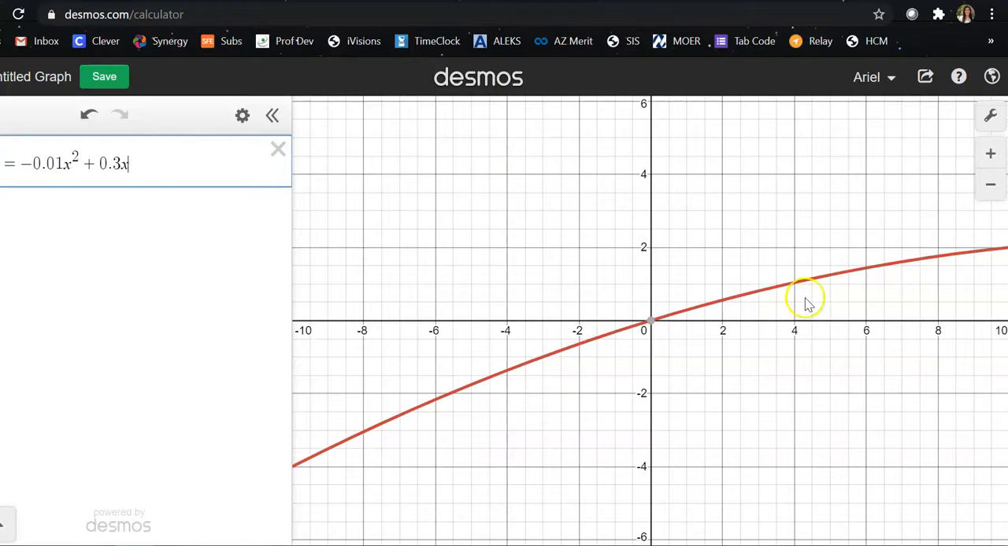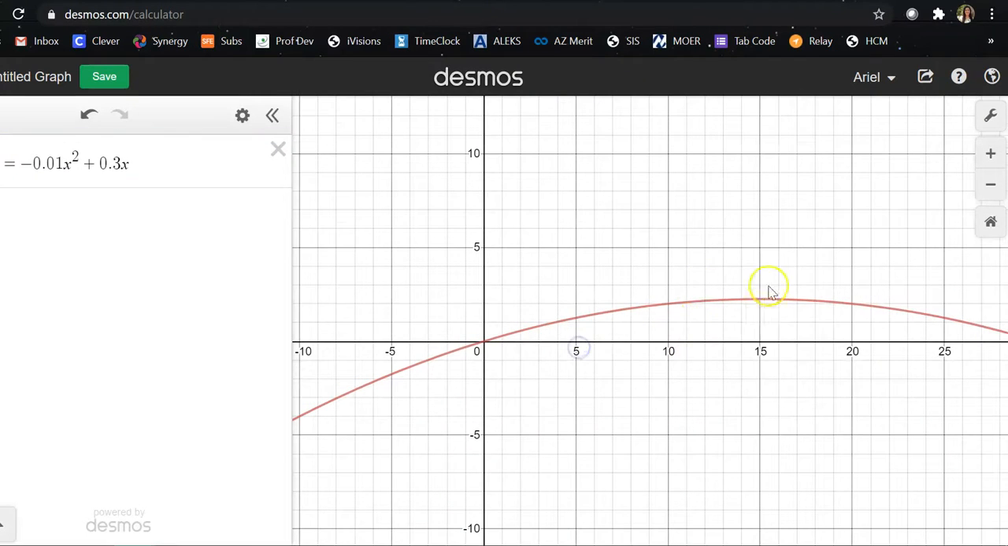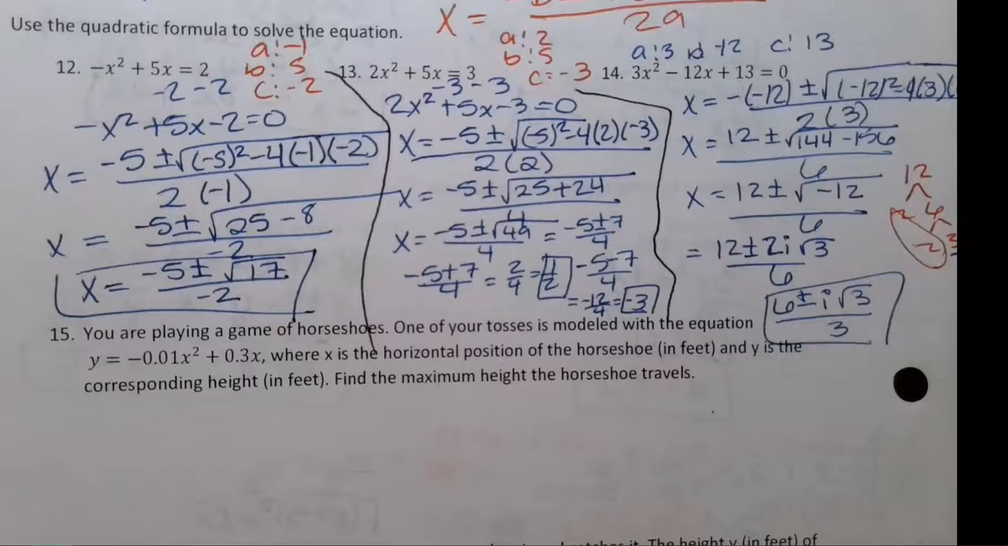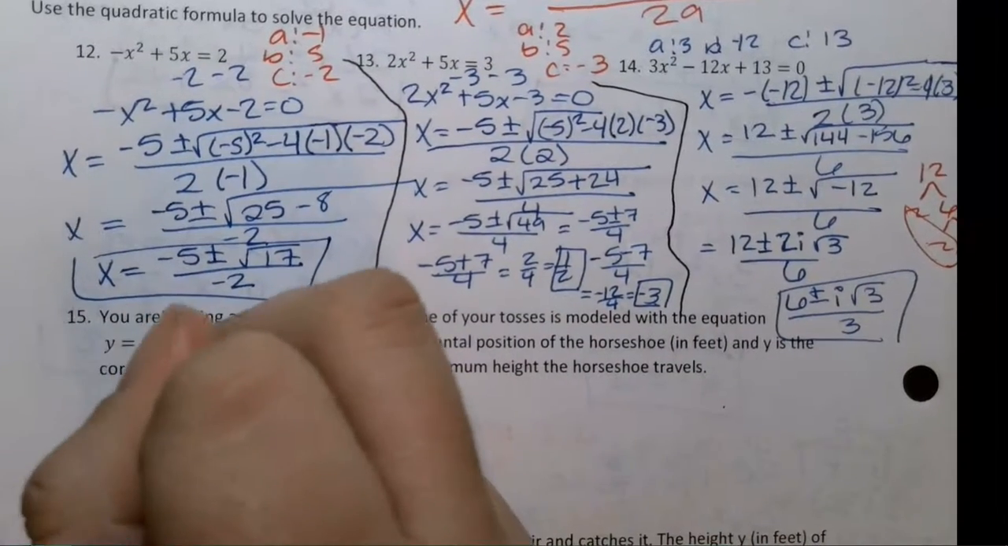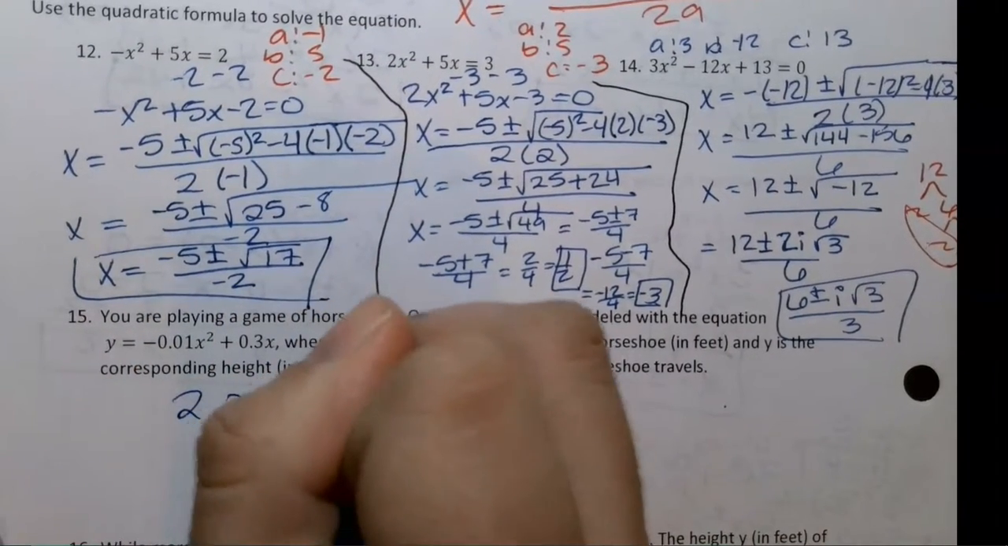Okay, and then I just want to scroll out so I can see my maximum. I want to click my vertex, and it is at 2.25 for my y value, so that will be my answer. 2.25 feet.